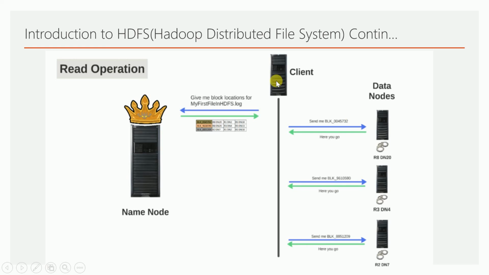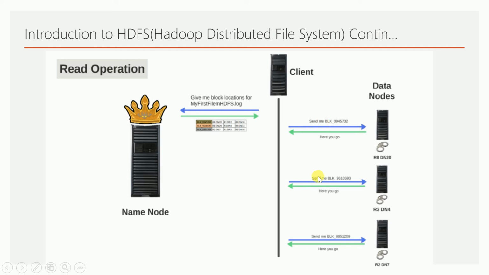So how will the client know the nearest data node? All the data nodes are arranged in something called racks. A rack basically will have a set of data nodes, or the nodes in your Hadoop cluster. So it goes to the nearest data node and tries to read the particular block information.